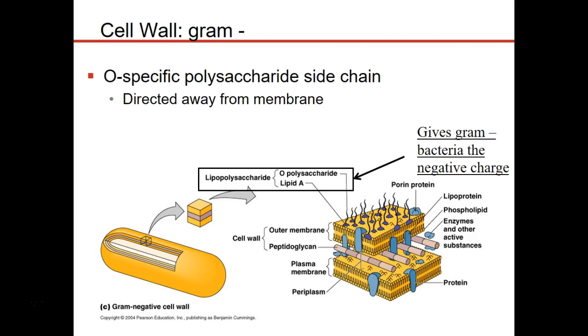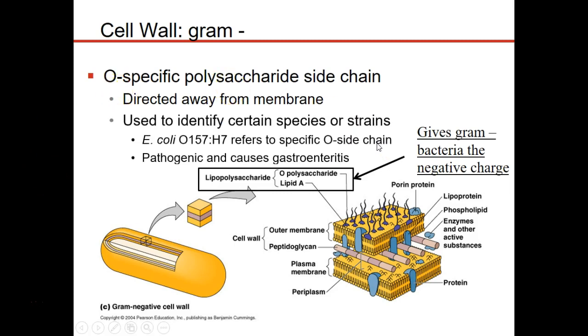enterohemorrhagic colitis, which was in one of the disease assignments. So the E. coli that does that is different from the E. coli that lives in our gut. And we can identify them by this O polysaccharide chain. So E. coli O157:H7 is the pathogenic strain of E. coli that causes lots of problems with our gut.